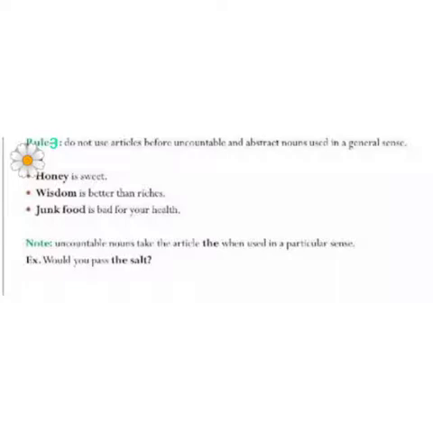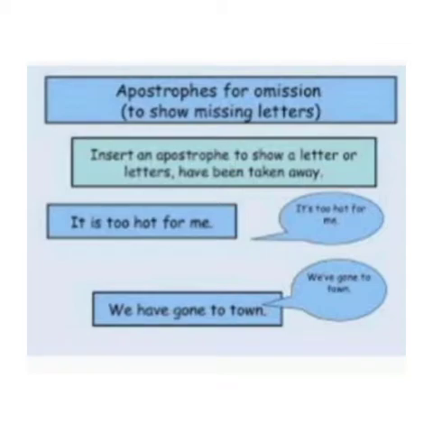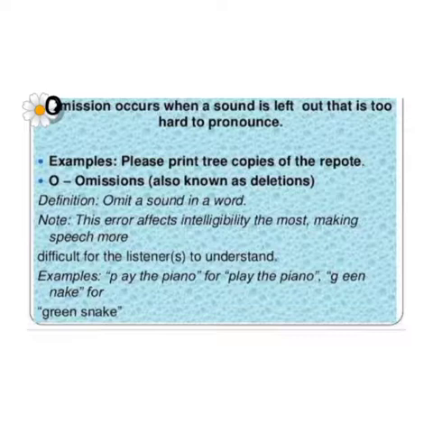For example, honey is sweet, wisdom is better than riches, junk food is bad for your health. Honey and junk food are examples of uncountable nouns, whereas wisdom is an example of abstract nouns. The next one, you can check apostrophe for omission, when to use the apostrophe sign. And the second one, omission occurs when a sound is left out that is too hard to pronounce.